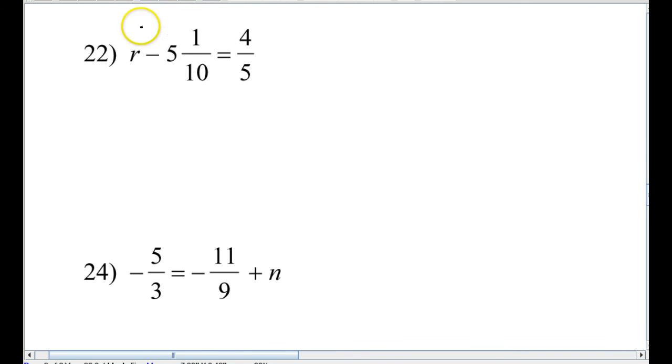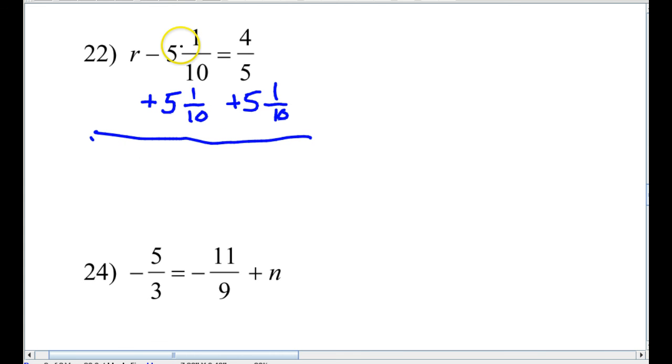22. Here's a good one. So switch gears. You can see that this is negative r minus 5 and 1/10. So we're not doing multiplying, dividing anymore. Now you have to do adding, subtracting. Do the opposite to both sides. Add 5 and 1/10 to both sides. Canceling out here means it equals 0. Negative 5 and 1/10 plus 5 and 1/10 is 0, and we're left with 1 r equals. And now we have to figure out what 4/5 plus 5 and 1/10 is.